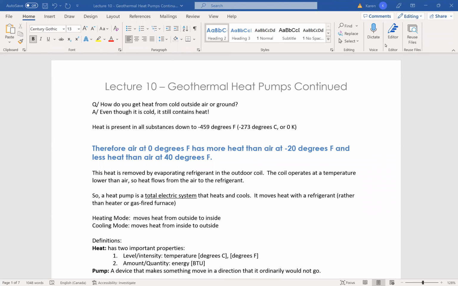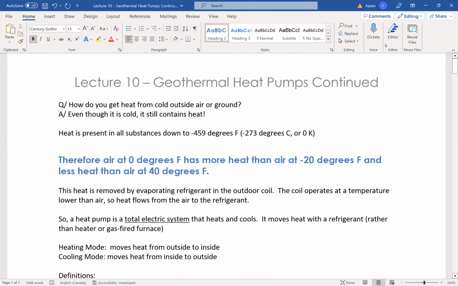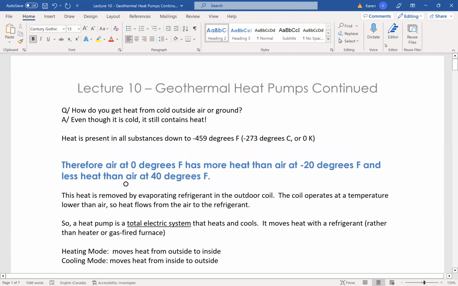Okay, so today we're going to be talking about the thermodynamics of heat pumps. So give it a thought. How do we get that heat from the cold outside ground? And look at the answer here that I have on the screen. And just remember from last week that heat is present.